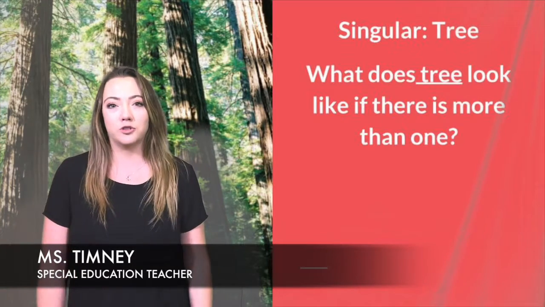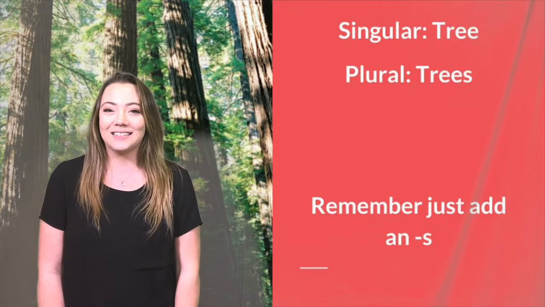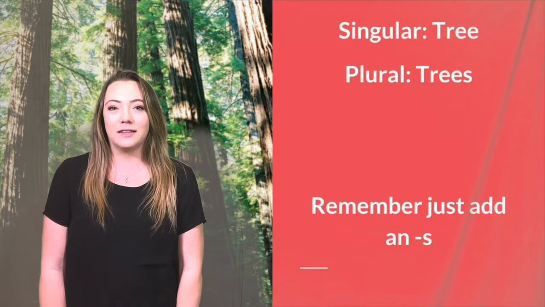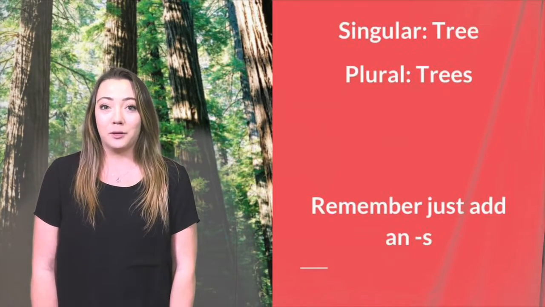What if you have more than one tree in your background? How does the word tree change? That's right, you just add an S to the word. So far we've learned that when you have more than one of a noun, you just add an S to the end of that word to make it a plural noun.